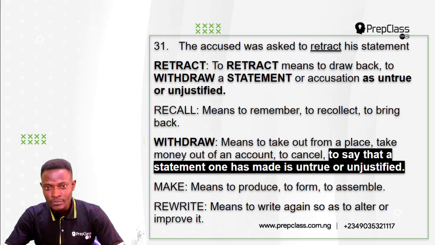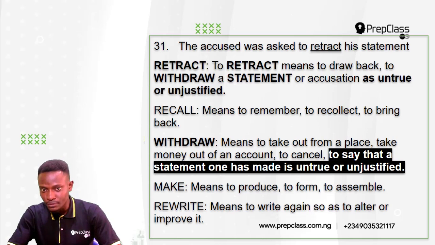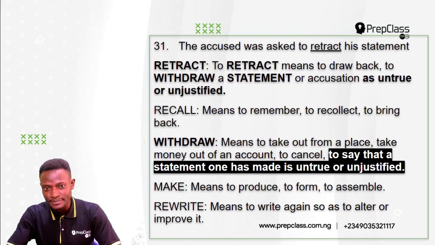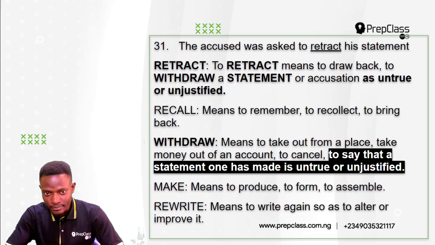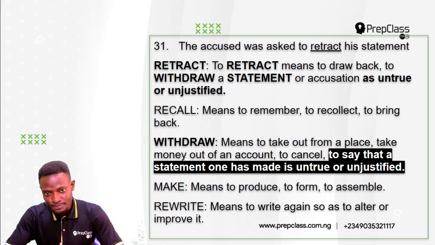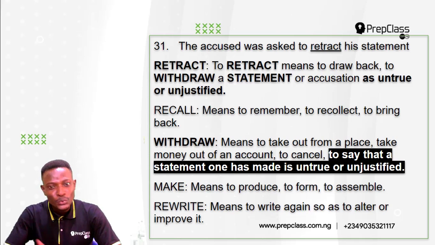Option A, recall. Now, recall means to remember, to recollect, to bring back. Option B, withdraw. Withdraw means to take out from a place. It means to take money out of an account. It also means to cancel. But then withdraw also means to say that a statement one has made is untrue or unjustified. So you have to withdraw the statement. Option C, make. Make means to produce, to form or to assemble. Option D, rewrite. Rewrite means to write again so as to alter or to improve something.